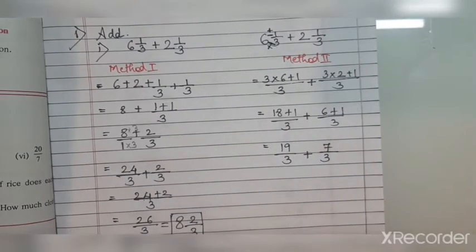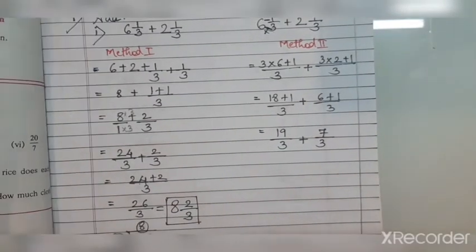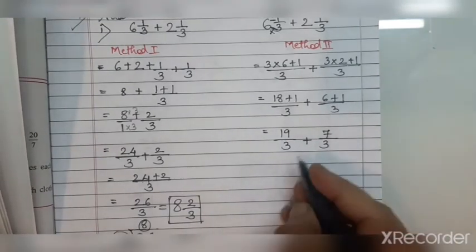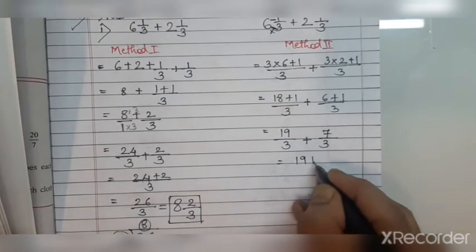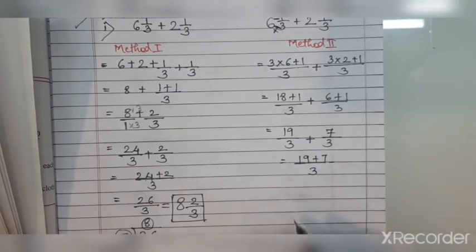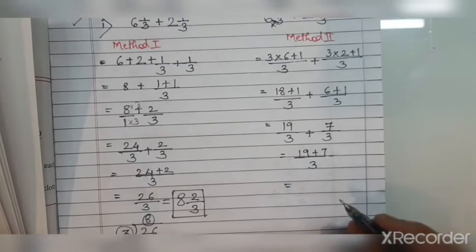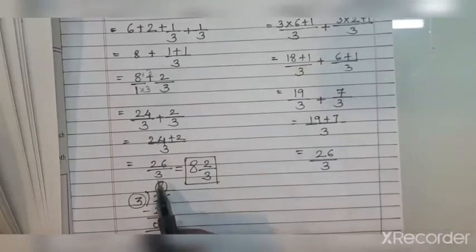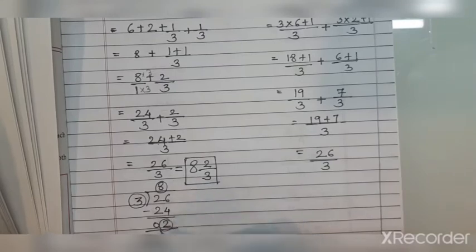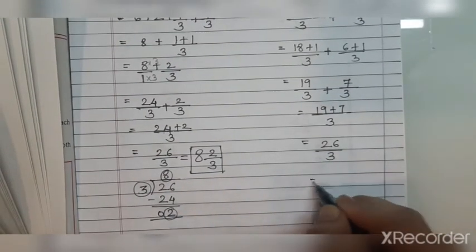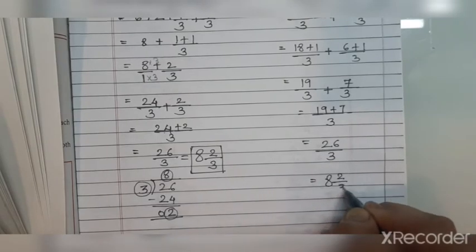As I told you, if the denominators are same, we can add the numerators. So we can write 19 plus 7, and the denominator we write only once. 19 plus 7 is 26 upon 3. And with the same method we do this division: 26 divided by 3, we'll get the same answer. The answer is 8 2 upon 3.